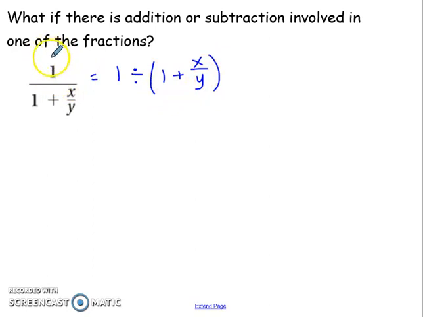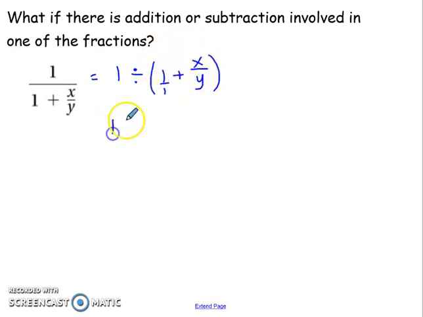If you need to, you can make this like 1 over 1, so you know that that's like the top fraction and this is the bottom fraction. So you always want to work with your parentheses first. If you have something where there's addition or subtraction, try to work on that first to simplify it. So when I have 1 plus x over y, this 1 is really like 1 over 1, right? So I need a common denominator here.